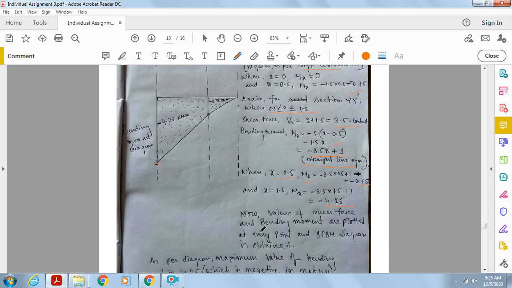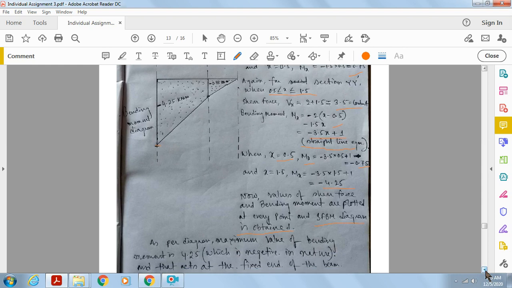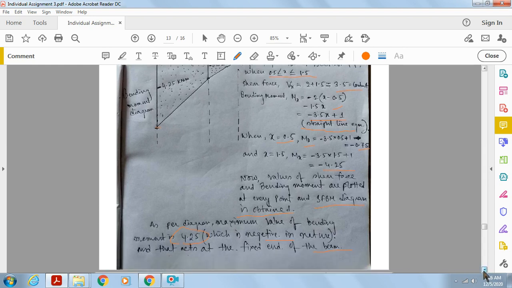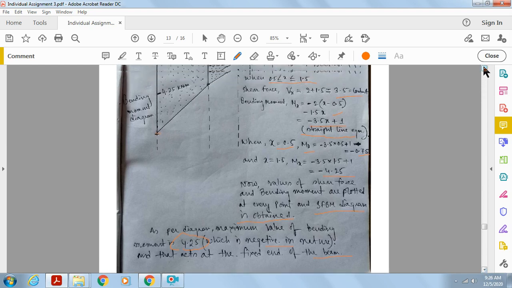Now values of shear force and bending moment are plotted at every point, and the shear force and bending moment diagram is obtained. As per this diagram, the maximum value of the bending moment is minus 4.25. We consider the positive value only, so that is 4.25, and it is negative in nature, and it acts at the fixed end of the beam. So we see that for any kind of cantilever beam, the maximum bending moment acts at the fixed point, that is the reaction point of the beam.